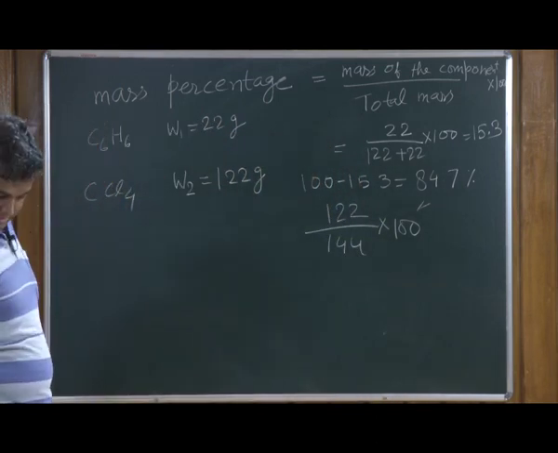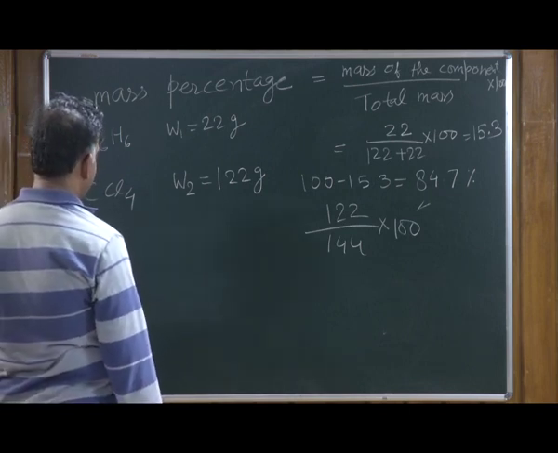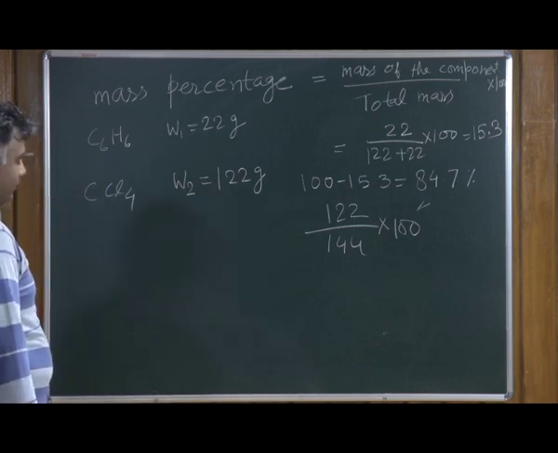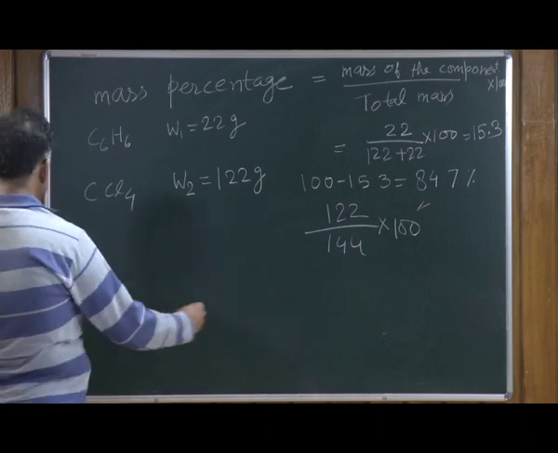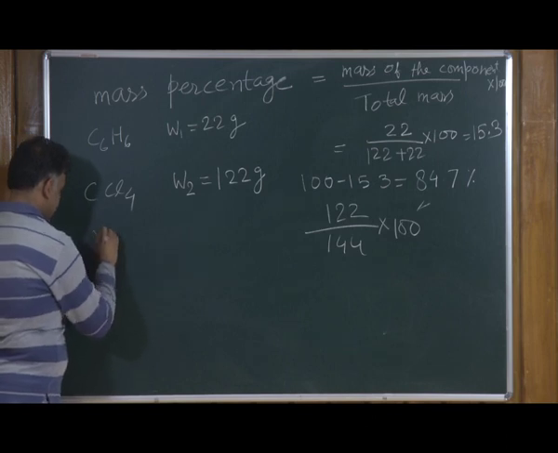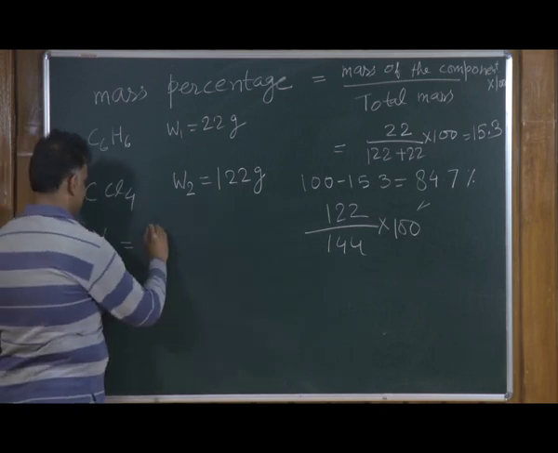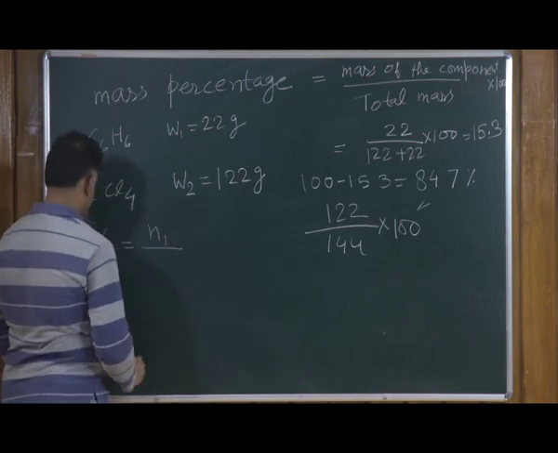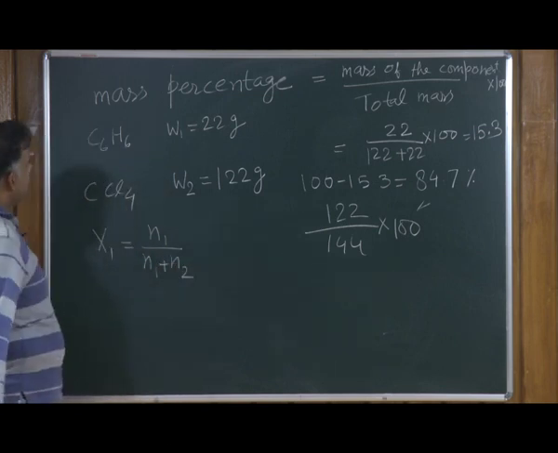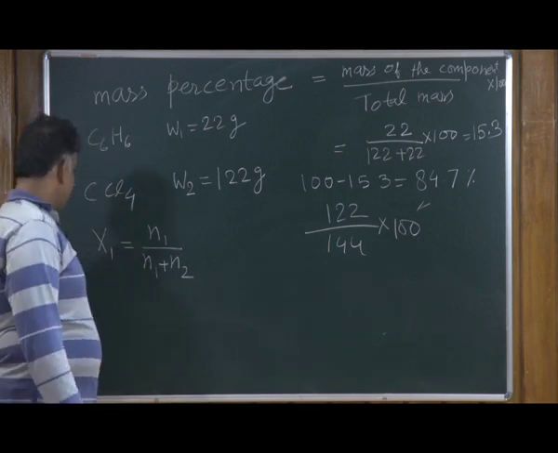Okay. So, this completes the problem, but let us go one step further, and with the given data let us try to calculate mole fraction. Okay. So, what is the definition of mole fraction? Mole fraction of component 1 is equal to moles of component 1 divided by total moles, that would be N1 plus N2. Okay. So, we are given mass. So, from mass we need to convert it to the moles and we should get the answers.